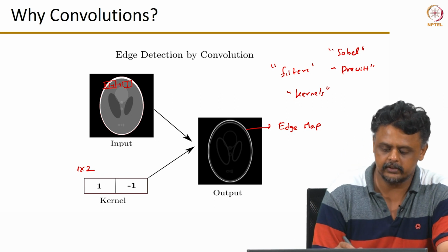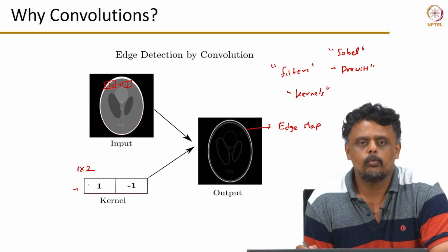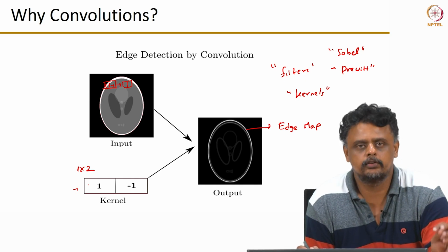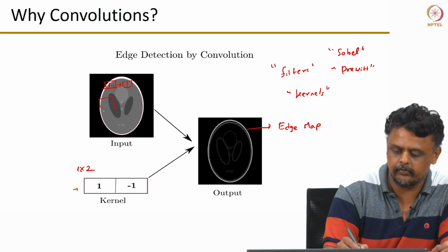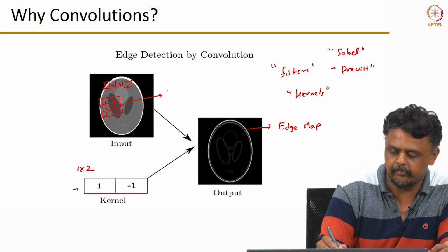Basically, we move this kernel. The receptive field for this kernel is about 1 cross 2. We can make a 3 cross 3 Sobel filter, and the receptive field for that filter is a 3 cross 3 region in the image. If we define a 3 cross 3 filter, then this will be the receptive field of the filter.